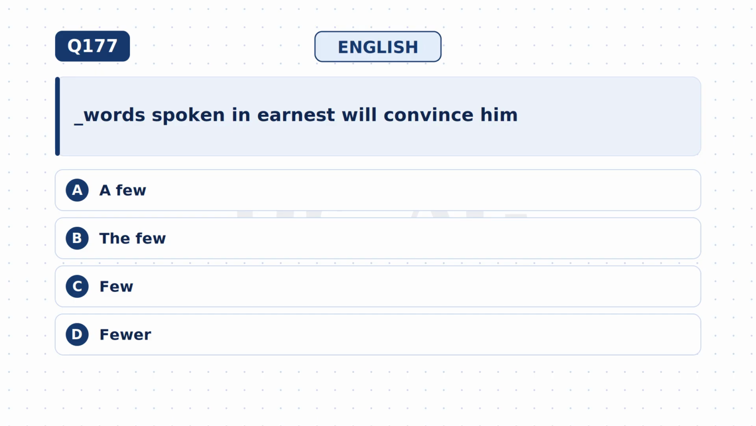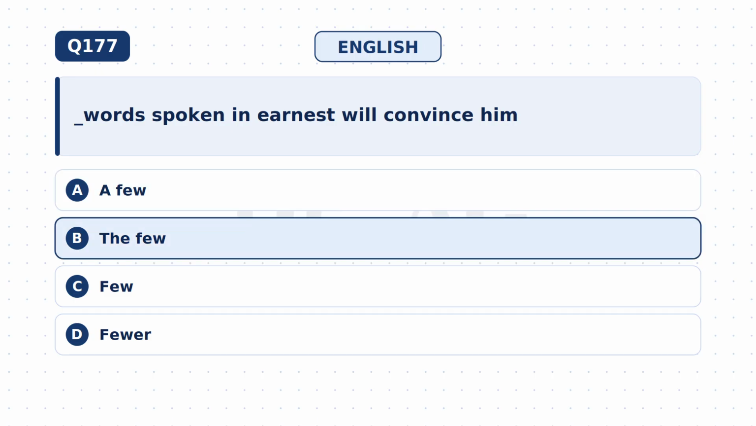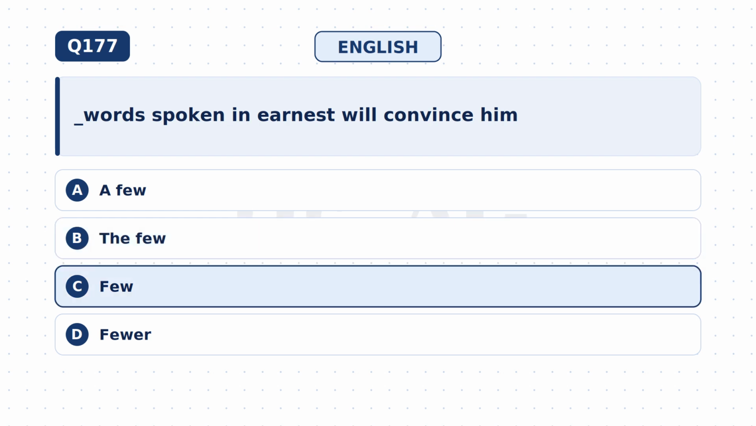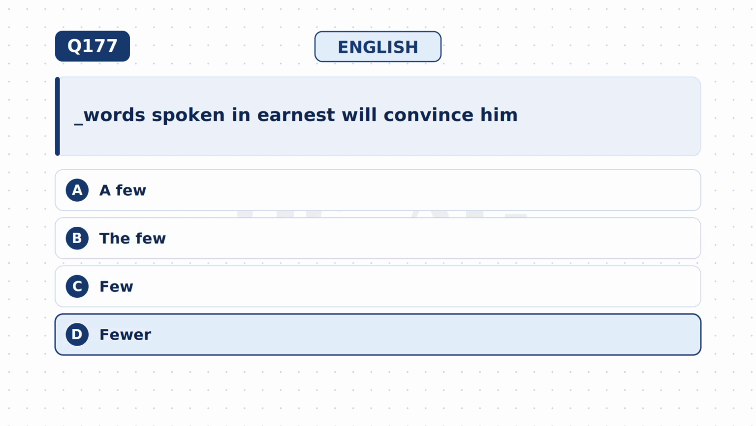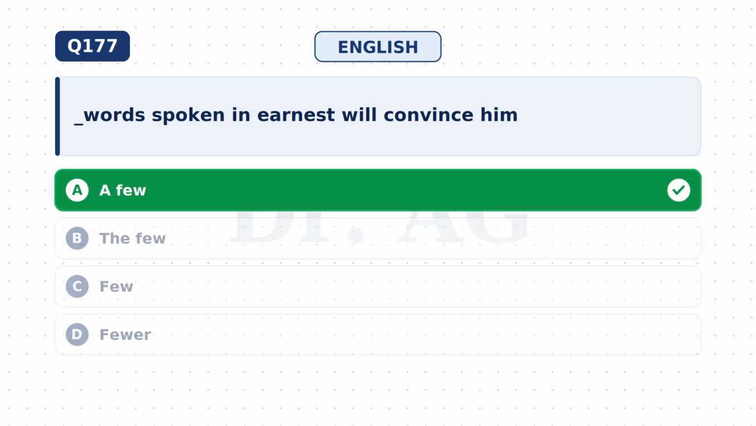Question 177. Blank words spoken in earnest will convince him. Option A, a few. Option B, the few. Option C, few. Option D, fewer. The correct answer is A, a few.